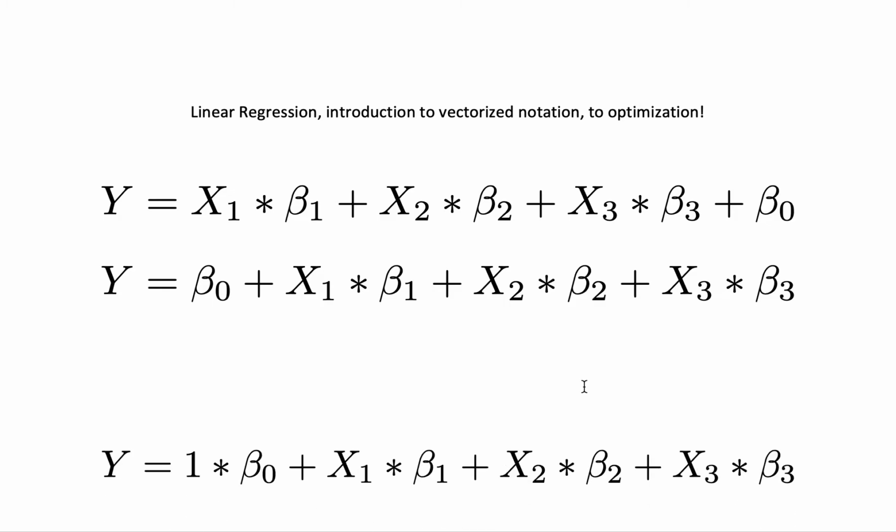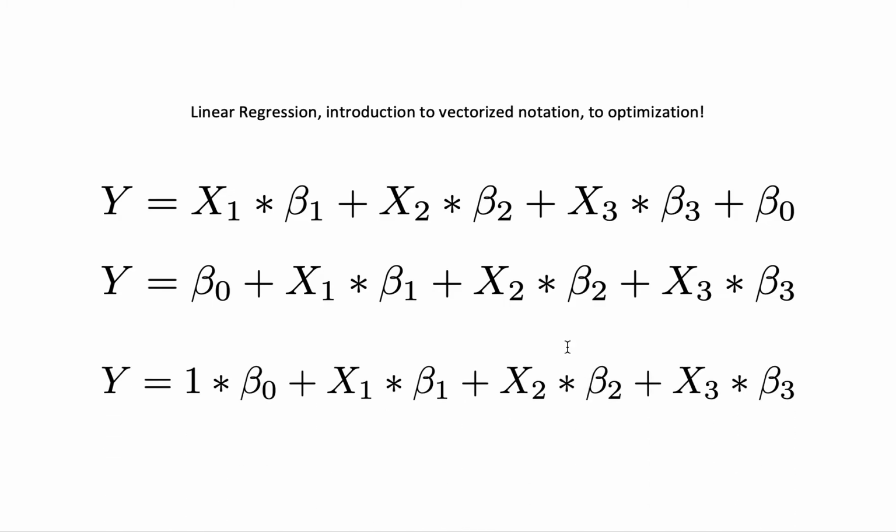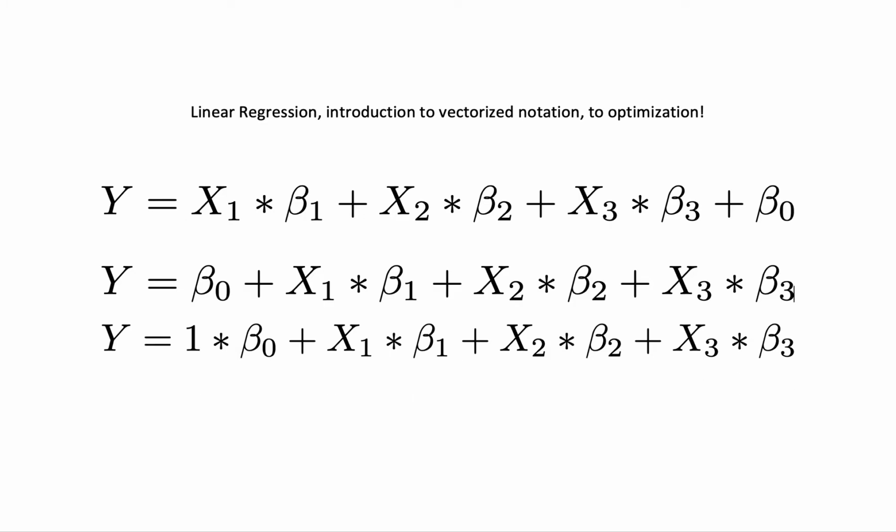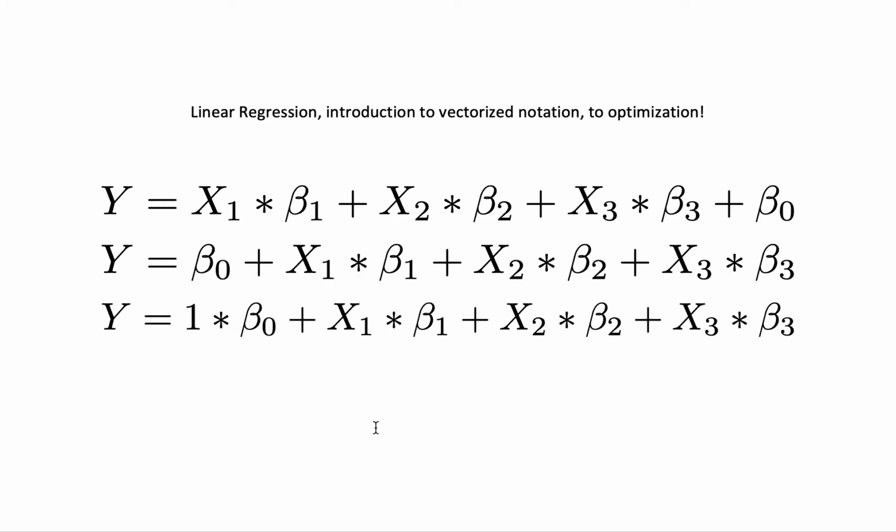Now, let's go ahead and do a little more manipulation. And this time we're going to just take the beta 0 and multiply it by a 1. So now we have 1 times beta 0. So all these three equations are the exact same. Hopefully we can agree on that. And let's take it a step further, and let's define what our vector beta is.